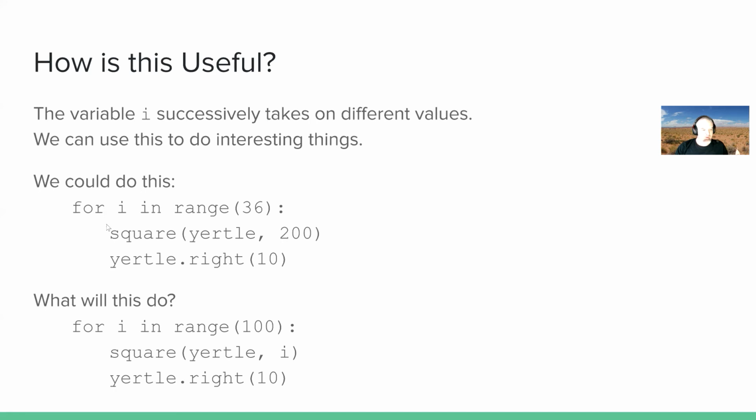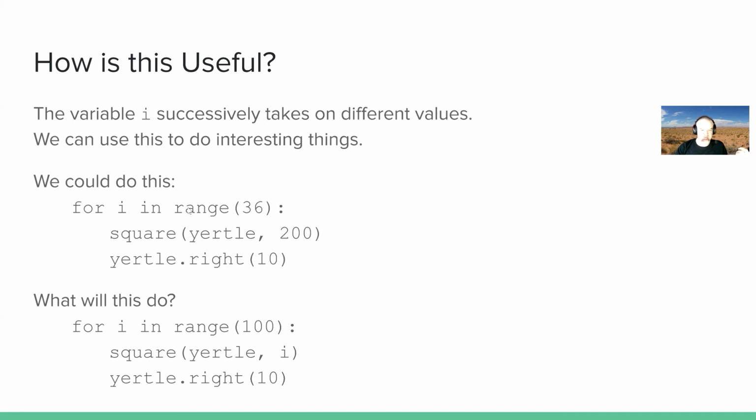So for example, if we read this code, we have for I in range 36. So this loop should loop through 36 times. And then we're basically saying square yurtle 200. So it's going to make a square of 200 by 200 pixels. And then it's going to move yurtle to the right by 10 pixels.